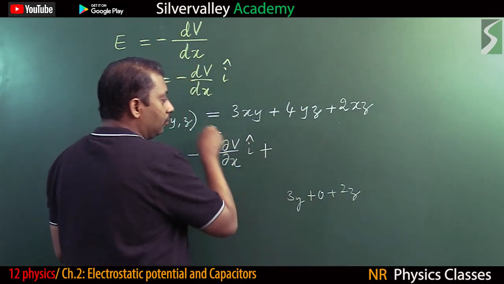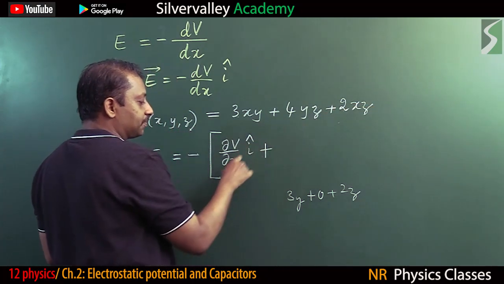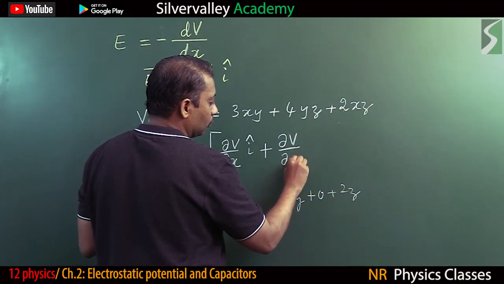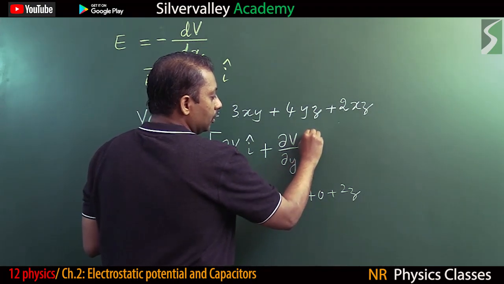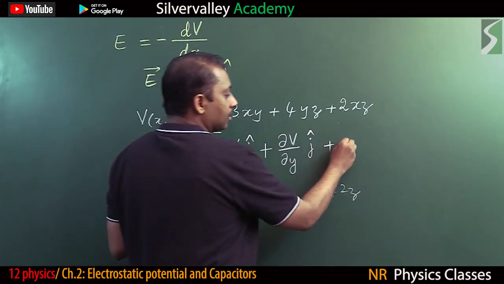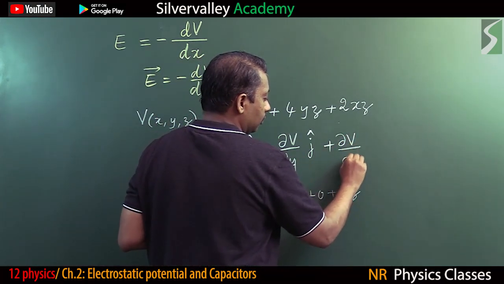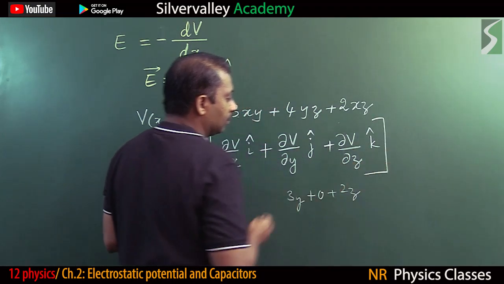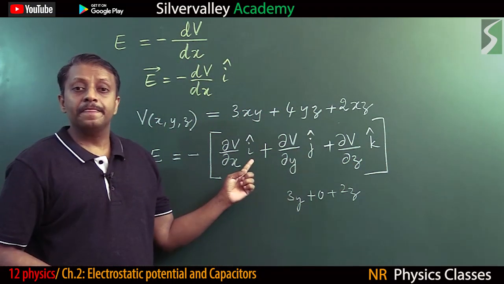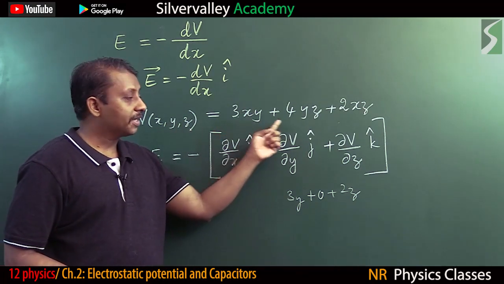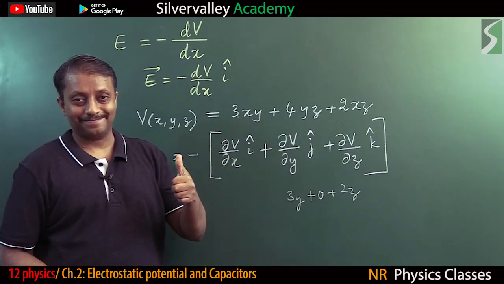Plus, now we have to differentiate this with respect to y. Dou V by dou y, the unit vector along y axis is j cap. Then dou V by dou z, this is k cap. Using this expression, we should solve when potential is given in terms of x, y and z. Okay.